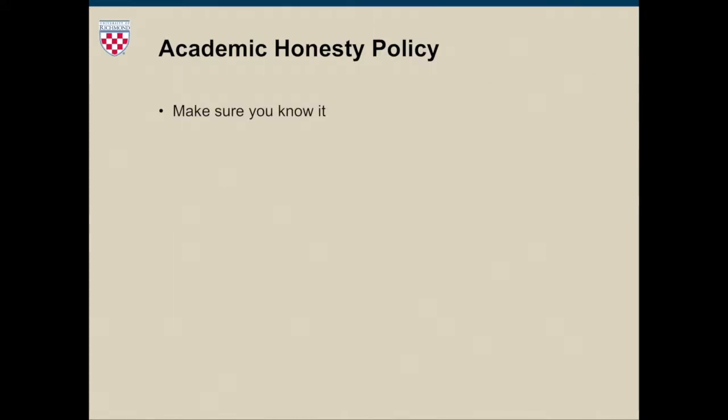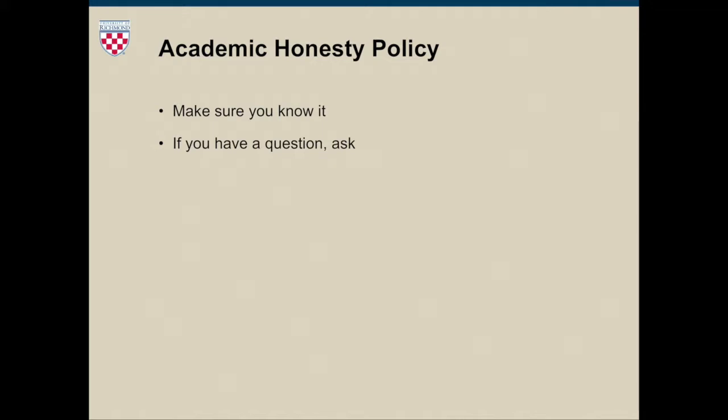Okay, in terms of the academic honesty policy, I'm not going to go over it here. Richmond does have an academic honesty policy, and it has a whole set of procedures behind it. Make sure that you know it. If you have a question about anything that's going on in the course, or you're not sure that what you're doing is legitimate or crosses the lines, just ask me. Okay, I'd much rather have you ask and me give you an answer. Nobody has ever gotten in trouble doing that.